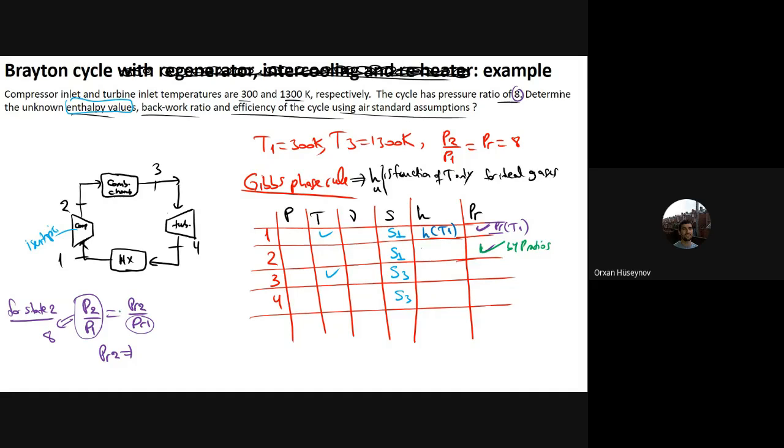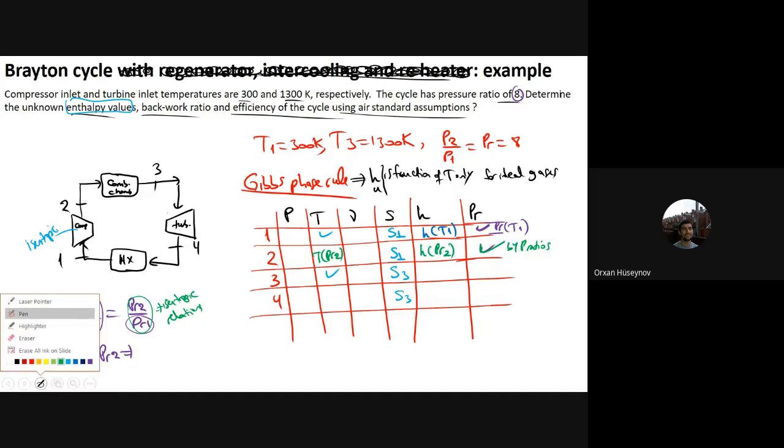This one is an isentropic relationship. So from that one, I can find the PR2, and from PR2, I can find the enthalpy, which is a function of PR2, and you can also find the temperature, which is a function of the PR2. Now comes state 3. For state 3, I can find the enthalpy values, because enthalpy is a function of temperature at 3, and the PR is also a function of temperature at 3. We can find these two properties.